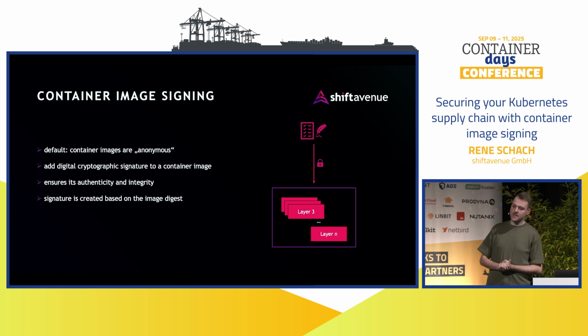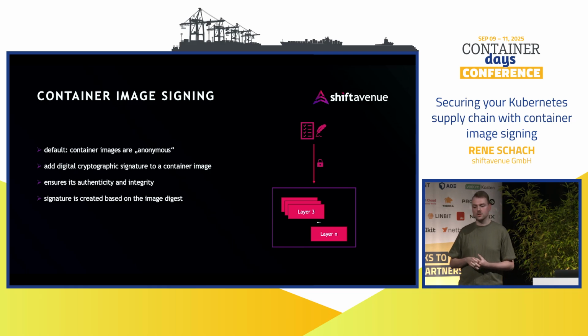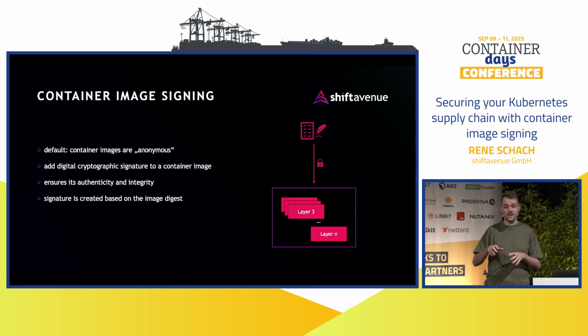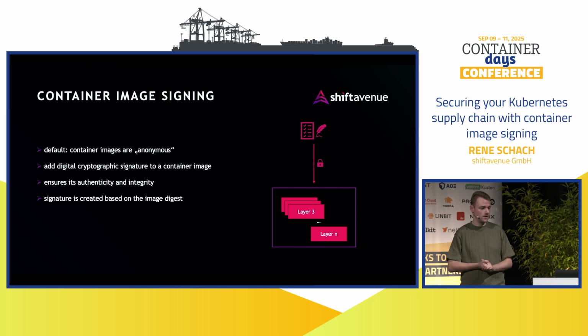Signatures are always created based on a specific image digest, so a specific version. It's always recommended to create those signatures based on the digest. You can also create it based on a tag, but tags are mutable anyway, so they can be overwritten. And if you use a tag, in the background there will most likely be the digest used to create this signature, the digest that is currently associated with this tag.